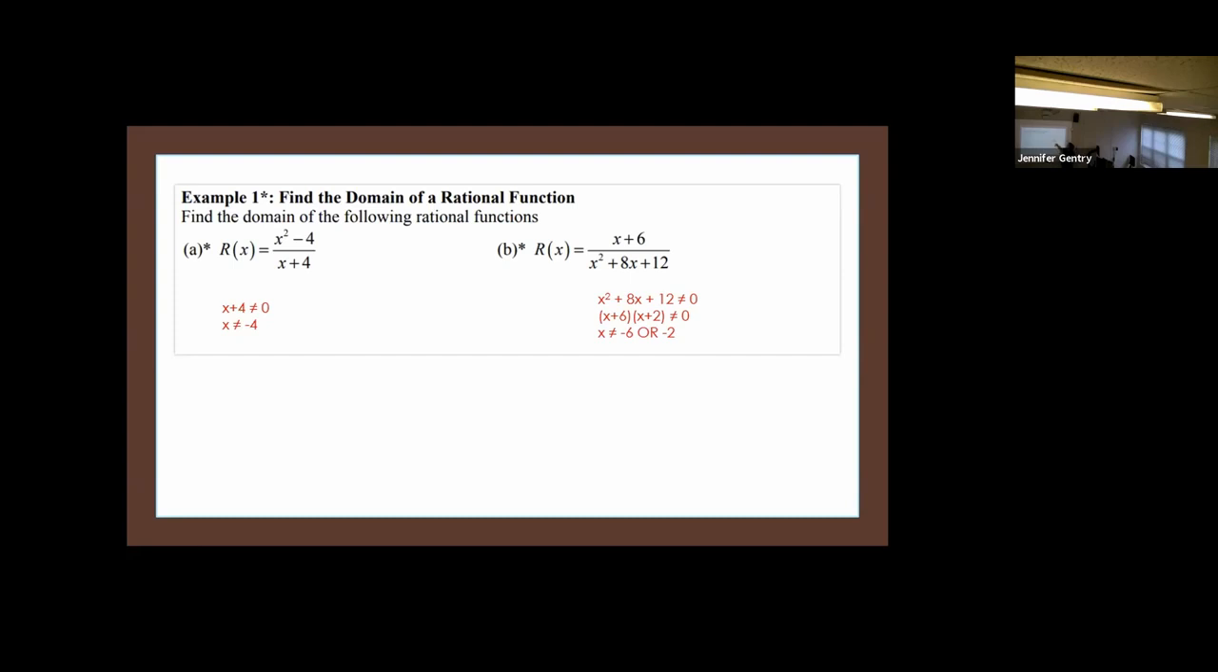I factor that out. My factors of 12: I have 1 and 12, right? 2 and 6. 6 plus 2 is 8, so I use my 2 and my 6. X plus 6, x plus 2 cannot equal 0. So now I've got 2 different choices, which makes sense, because what is my exponent on the bottom there? 2, right? That means I'm going to have 2 answers. So I set them both equal to 0. X cannot be -6 from the left. X cannot be -2 from the part on the right.